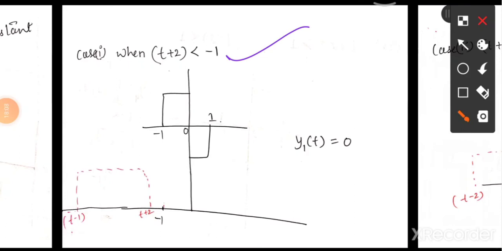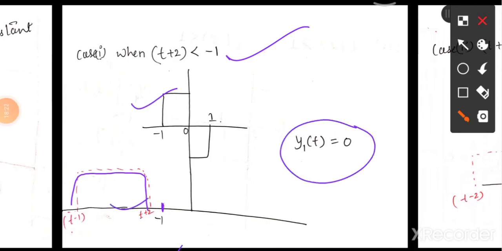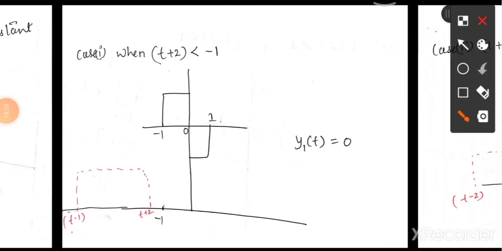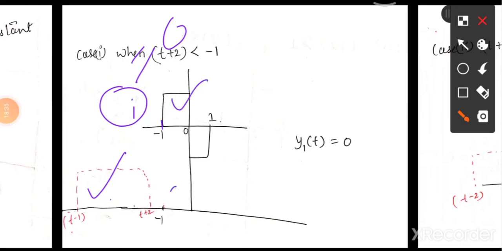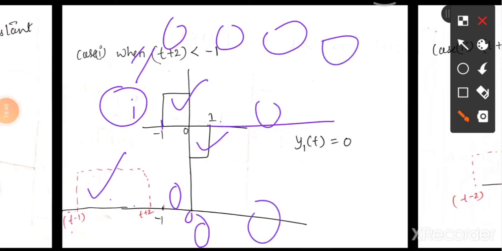When t plus 2 is less than minus 1, anywhere you can place, I have placed here. So there is no overlap or there is no multiplication. Means when you multiply, you get y1 equal to 0. Okay, observe, before minus 1 this signal is 0. Before minus 1 this signal is present, when you multiply this, you will get a 0 answer. And after minus 1 this signal is present, here it is 0, 0 you get. And next, after 0 this signal is present, but this signal is 0. Then also you get a 0. Then this side is also 0, so you get zeros.